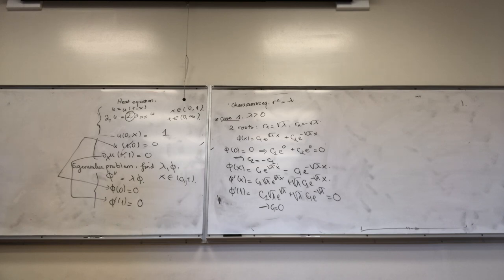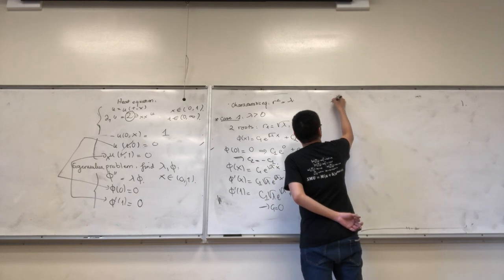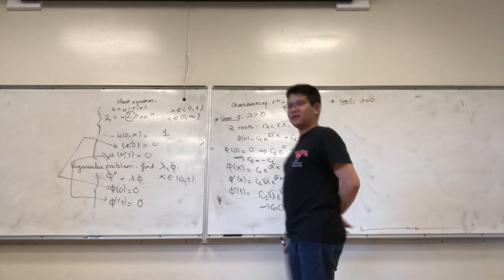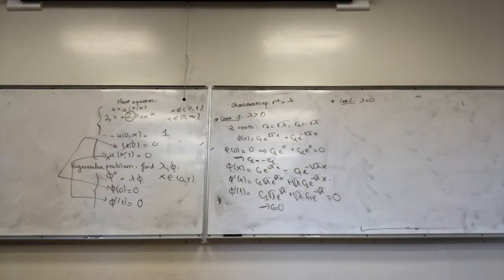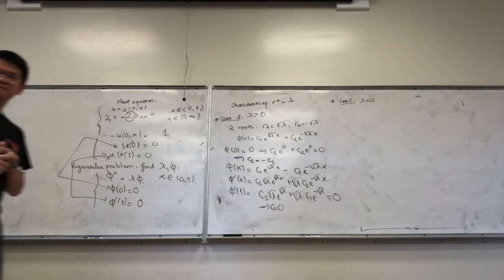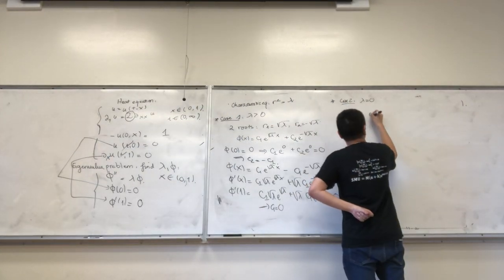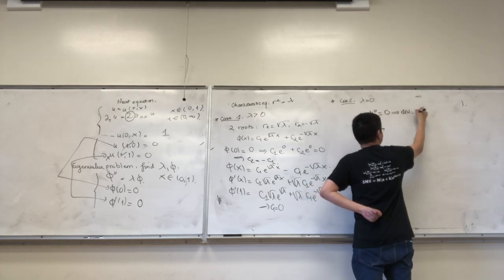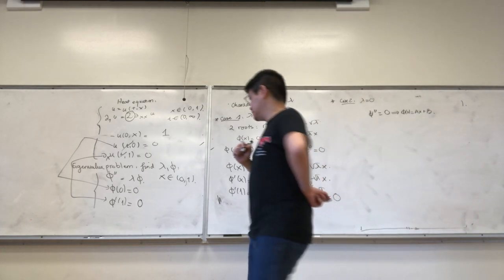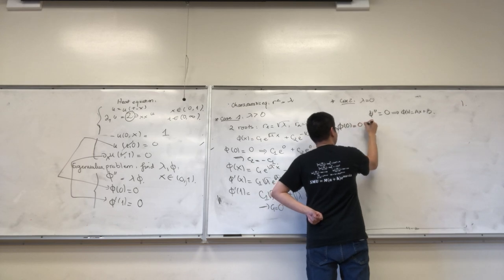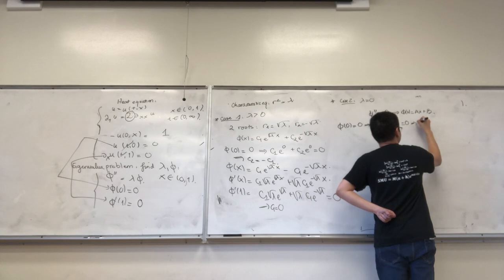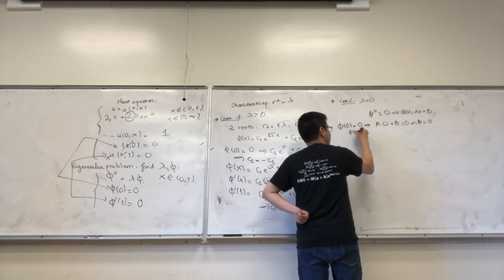So the difference between different equations is how you use those eigenfunctions as the basis. Case number two, lambda is zero. So what happens when lambda is zero? Phi second is zero, which means that phi of x is ax plus b. Right? So now you have to put phi of 0 is 0, which means that a times zero plus b is zero. So b is zero. So phi of x is going to be ax.